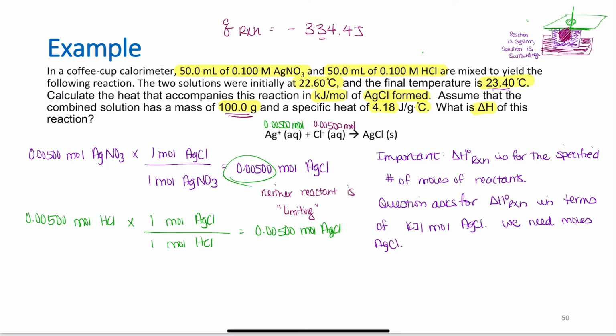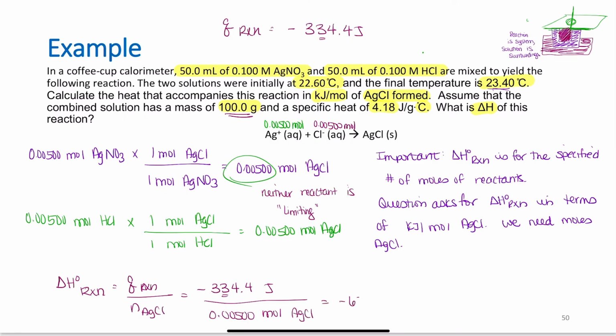But that means I can calculate my kilojoules per mole. Delta H of reaction is Q of reaction divided by the number of moles of silver chloride, negative 334.4 joules, divided by 0.00500 moles silver chloride, gives me negative 67,000 joules per mole silver chloride, or negative 67 kilojoules per mole of silver chloride.